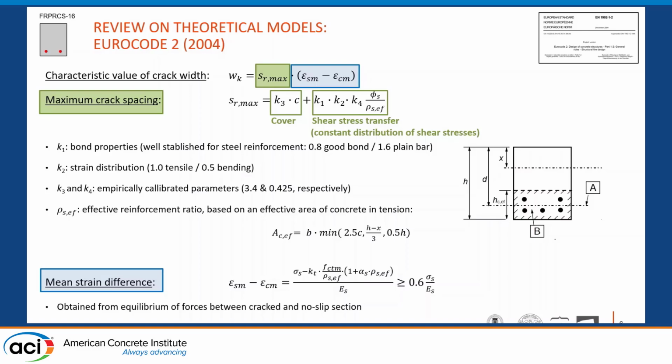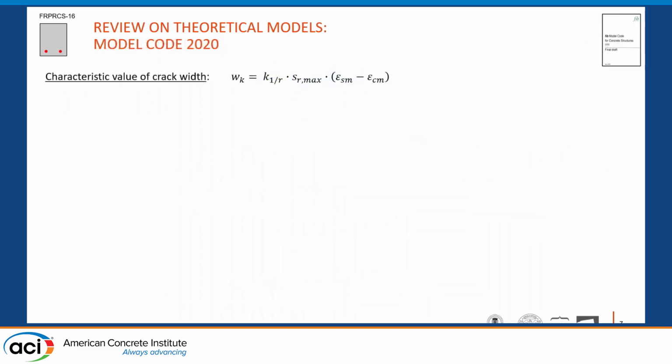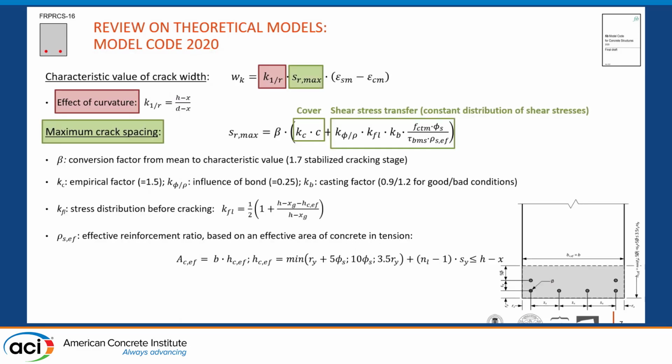So if we move to Model Code 2020, the first thing that we can see is that there is a new factor, that is the effect of curvature, that maybe for the ACI is not new, because it's just considering that the crack width increases linearly from the level of the reinforcement to the bottom of the beam. Then the maximum crack spacing is again the sum of two factors, the effect of the cover and the effect of the shear stress transfer.